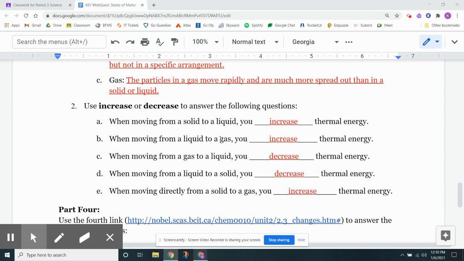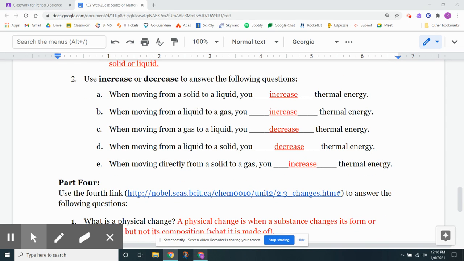So if we talk about moving from a solid, like an ice cube, to a liquid, a puddle, are we adding heat, right, making it warmer, or are we taking it away and making it colder? So here we would be increasing the heat, right, adding more heat to get it to go from ice to a liquid.